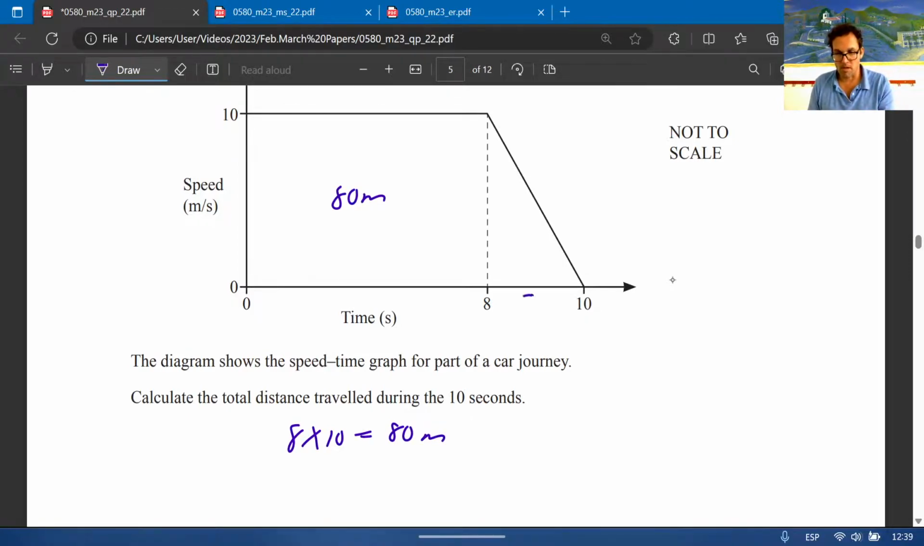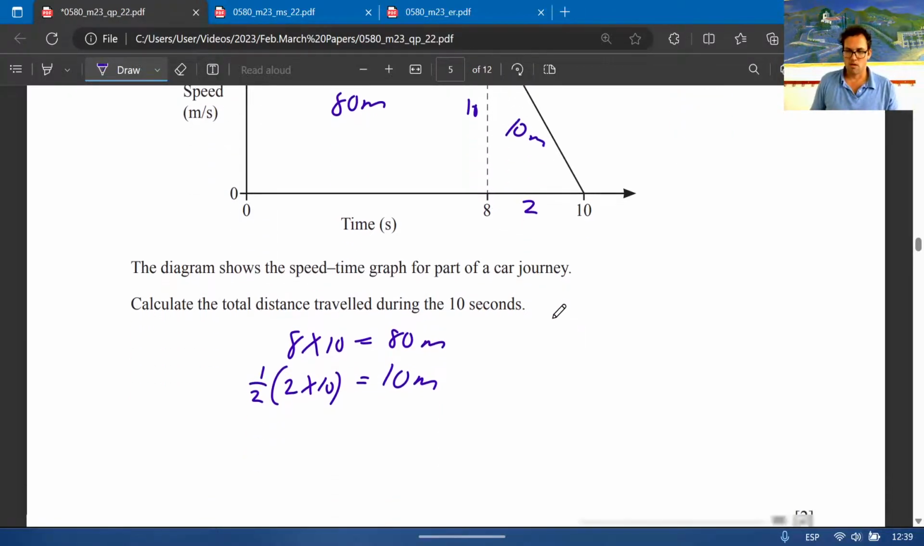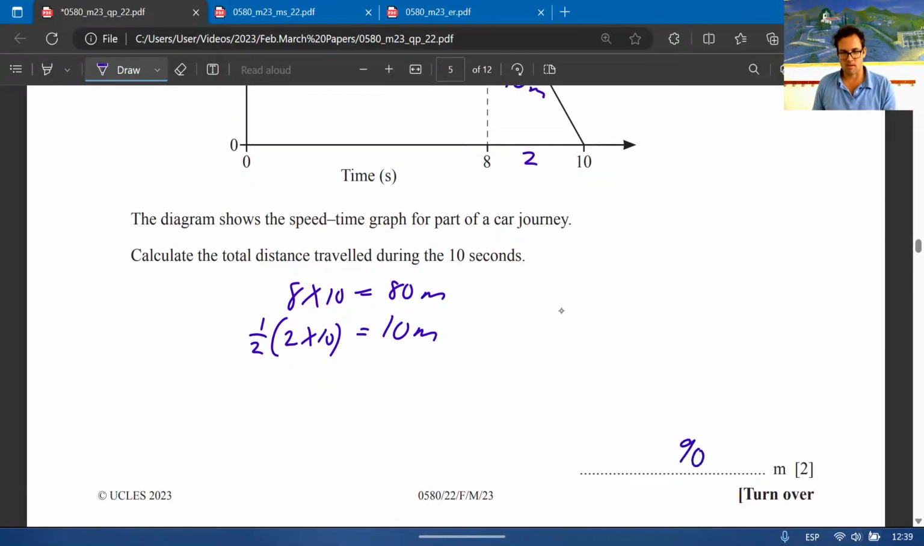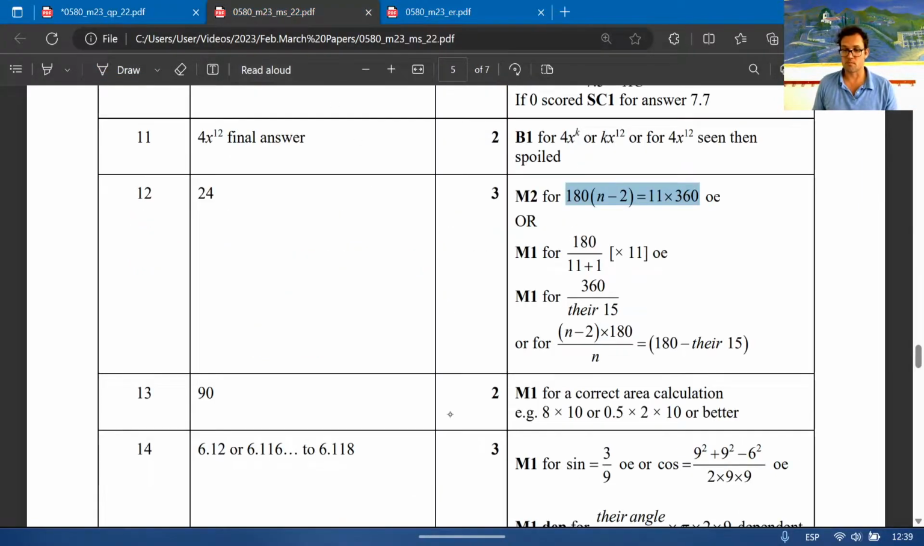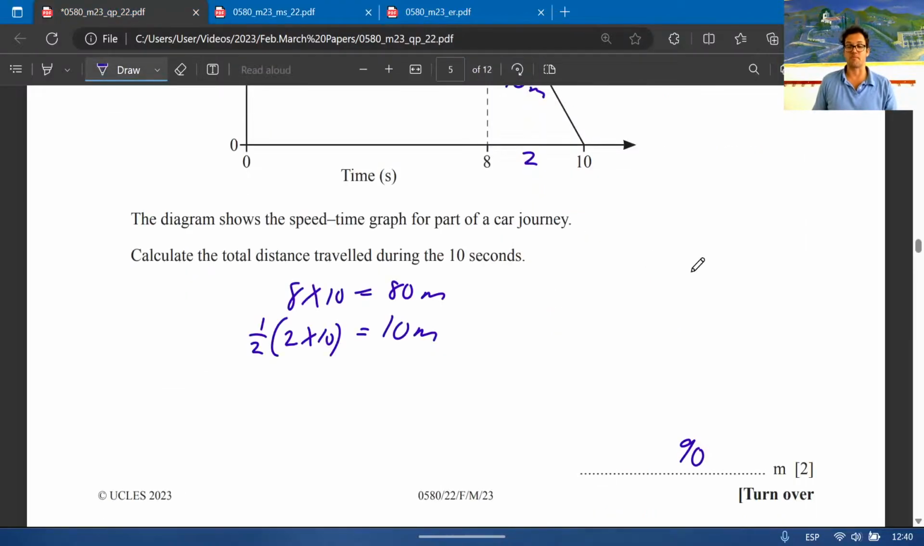The triangle has a base of 2 and a height of 10. Remember, the area of a triangle is half base times height. So that will give us 10 meters. So there they travel 10 meters while they were decelerating. Okay, 80 plus 10, 90 meters. Okay, got it right this time. Good.